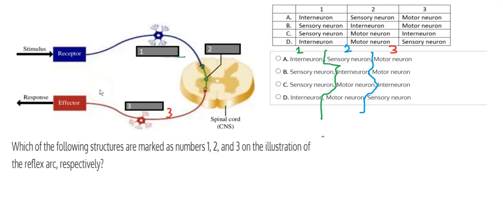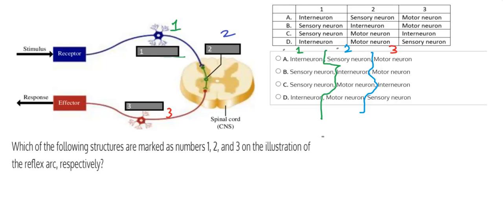Which of the following structures are marked as 1, 2, and 3, respectively, on the reflex arc? So we have our 1, we have our 2, and we have 3, and we see that there's 3 options on this diagram, so we want it to be in this order, 1, 2, and 3. So before even looking at this diagram and comparing it to the chart on the right, let's just review what happens in this diagram in general.